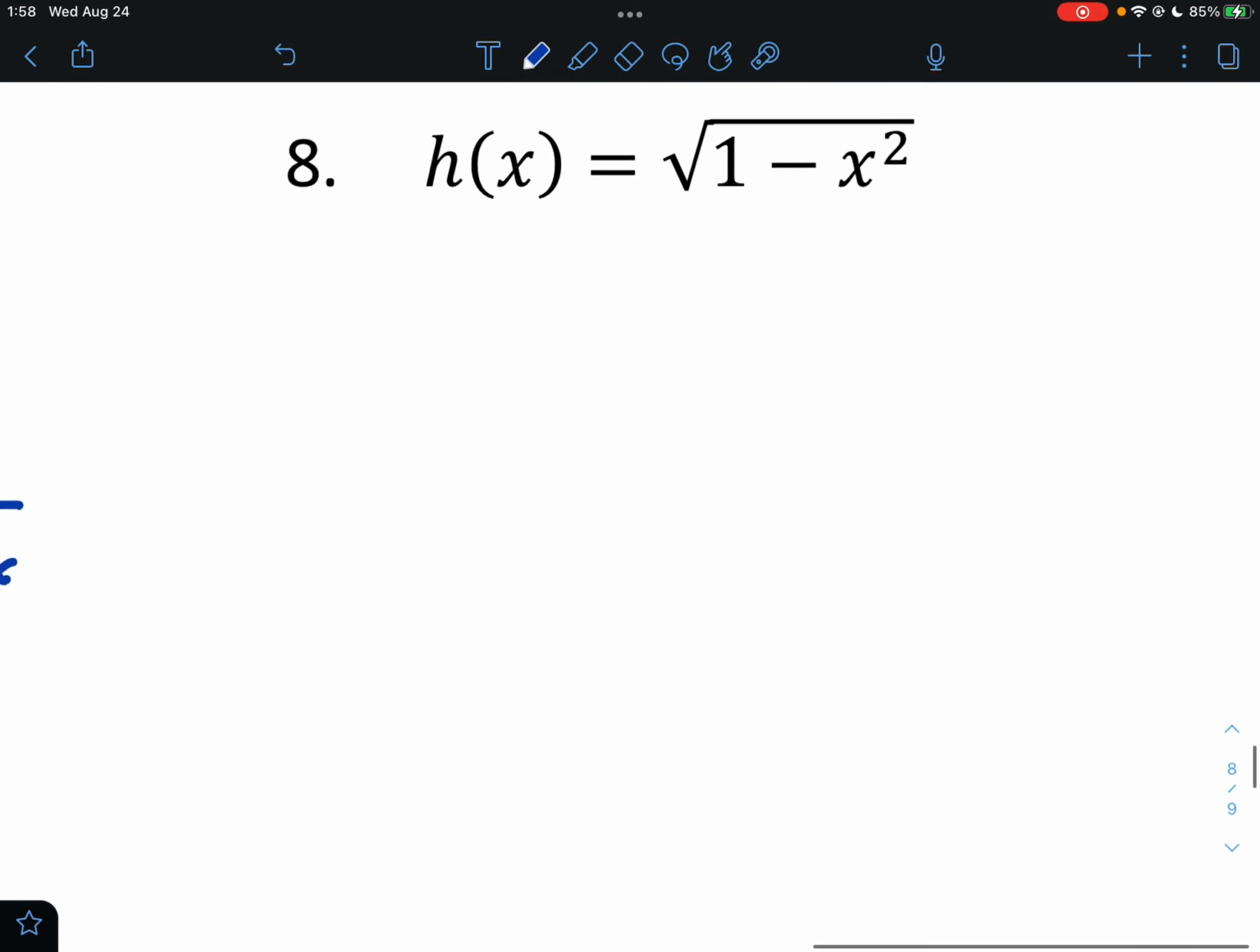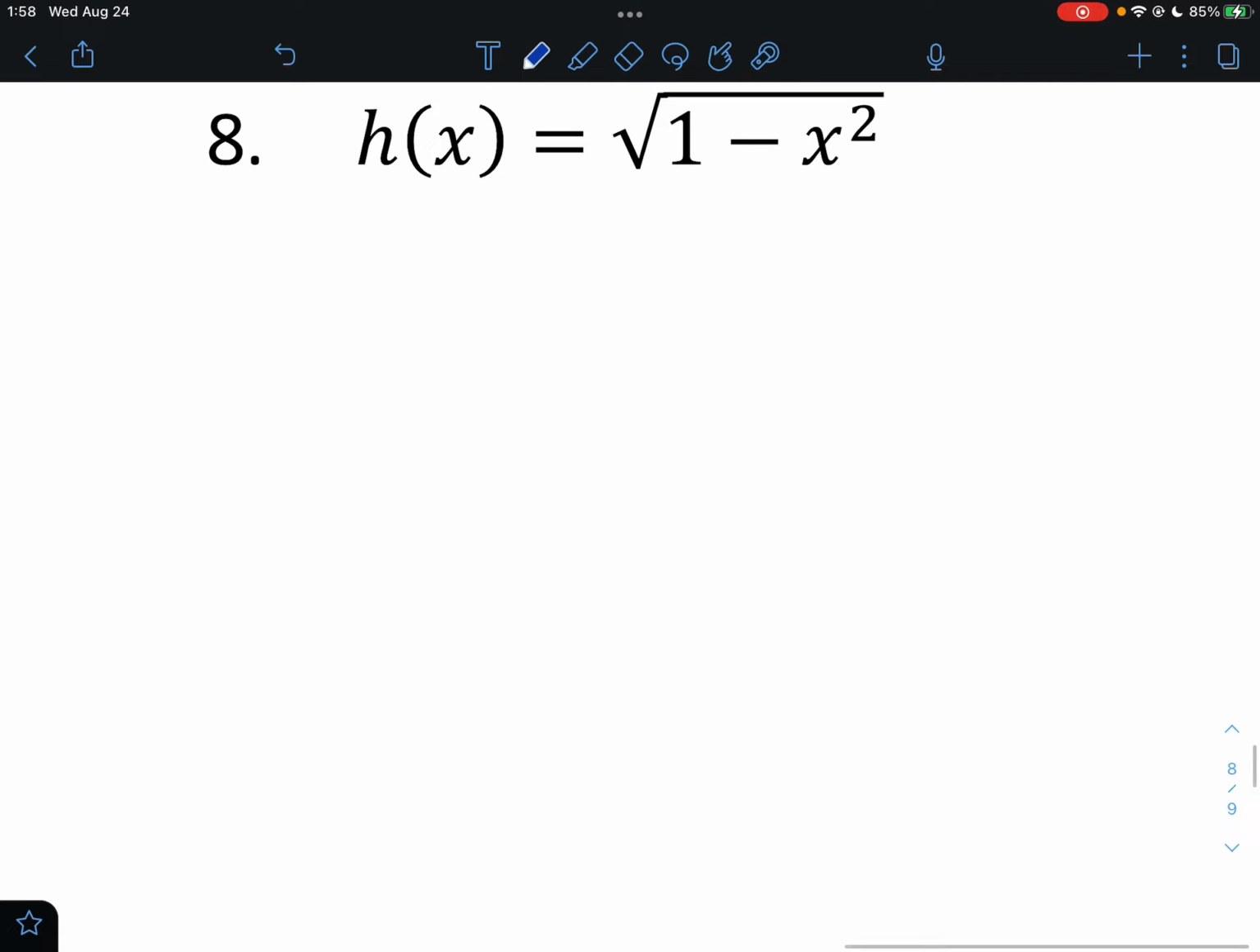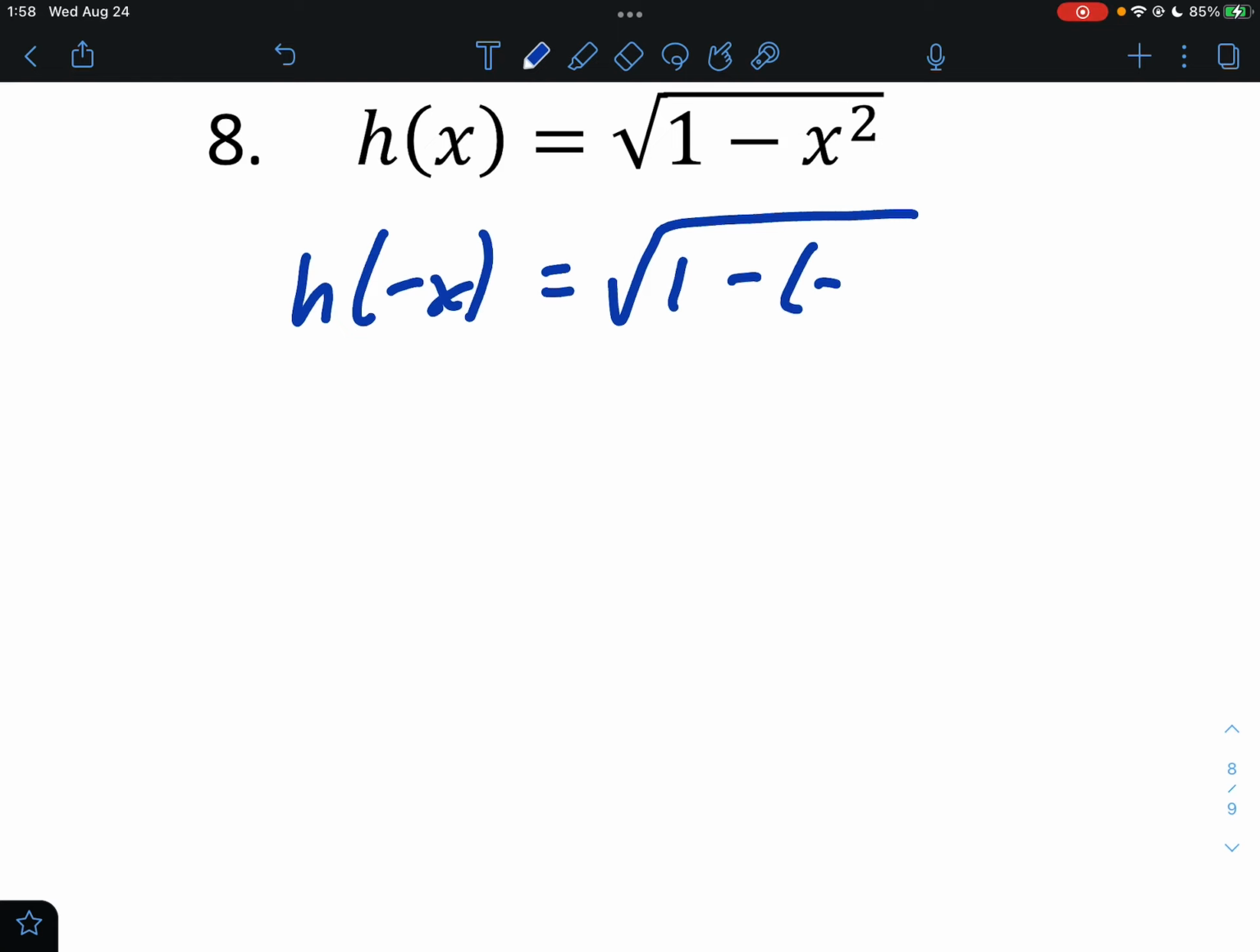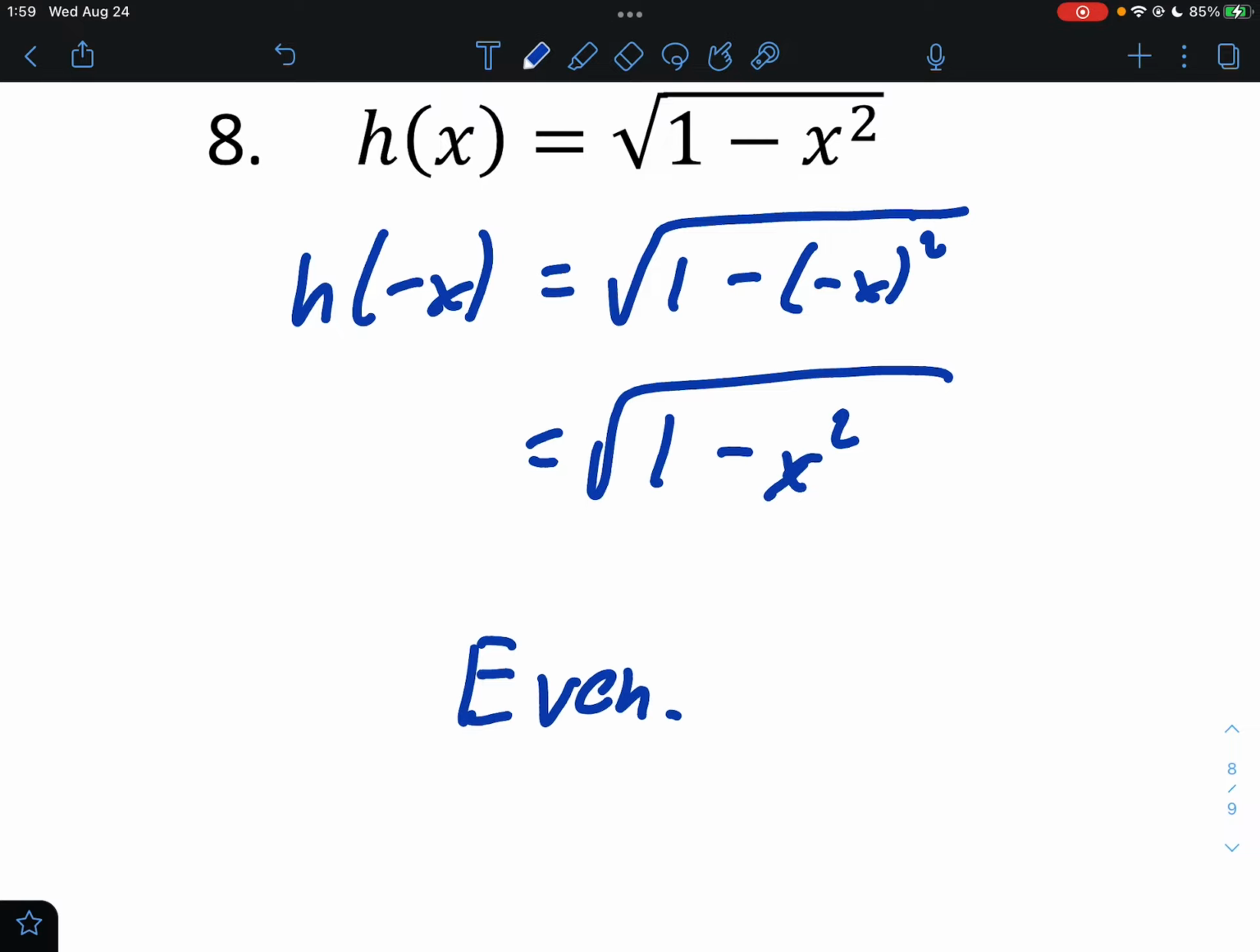All right, 8 is not a function that we know off the top of our head, but we already did it in the last slide. But that's okay. Let's take a look. If we put negative x in, we get root 1 minus positive x squared, which is the same. So this one is even.